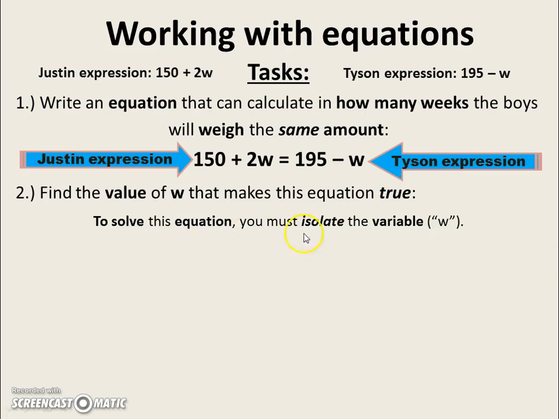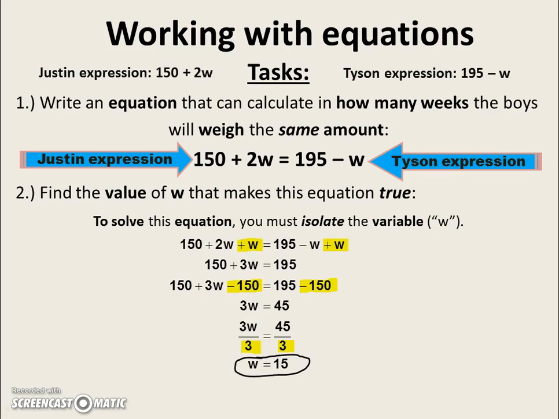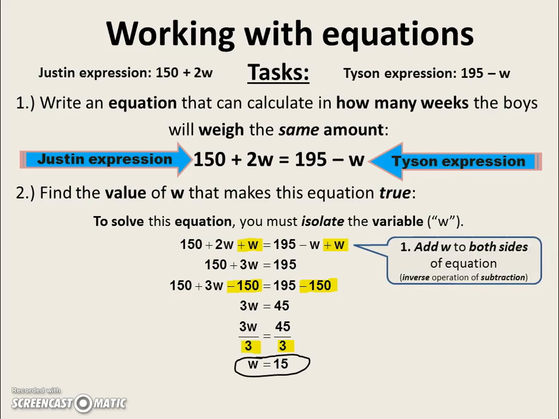In order to solve this equation, we have to isolate the variable. That basically means to get W by itself. But notice we want this W to have a coefficient of 1, not a coefficient of 2. We want to have one W, not multiple W's. So there's our work, guys. Now let's go through it and see exactly why we're doing what we're doing. The first thing we want to do is add W to both sides. Why? Because we're taking away W here. And remember, ultimately, we want to get all the W's on one side and all the constants on the opposite side. So all the variables together, all the constants together.